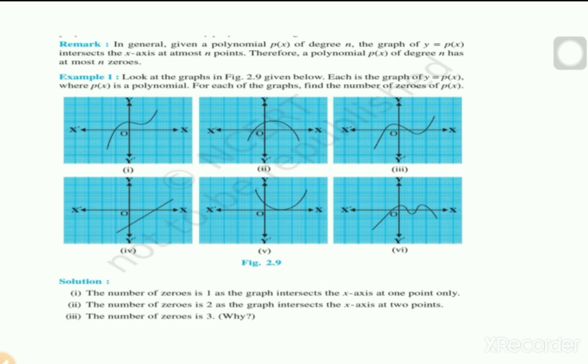So if the polynomial is in x, then from the graph, the number of points of intersection of the graph with the x-axis will give us the number of zeros. Okay, so we have learned from the graph how we can know the number of zeros of the polynomial. Okay, thank you.